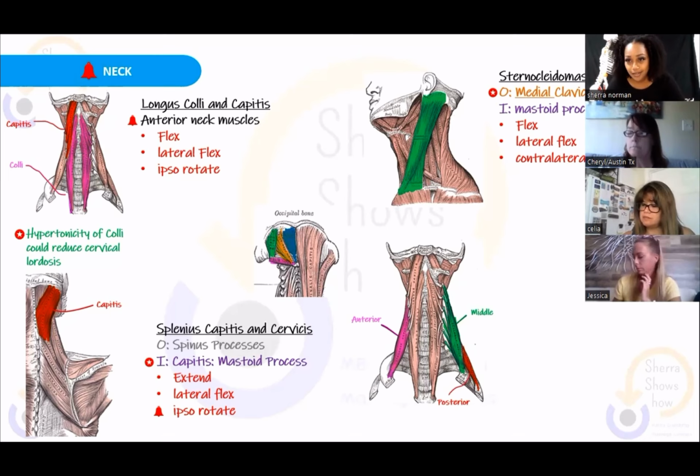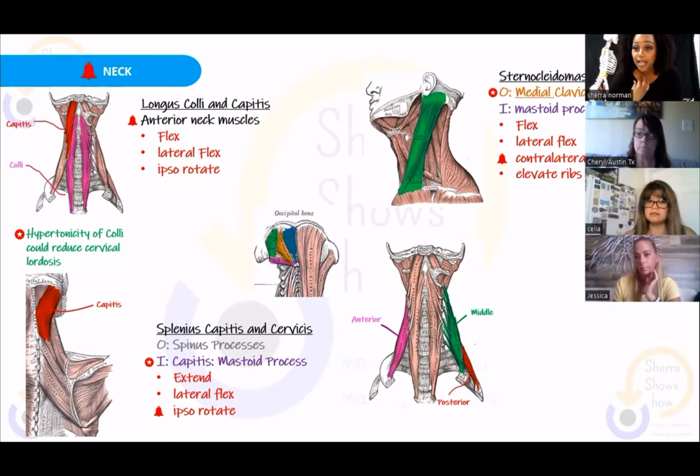So we love sternocleidomastoid. On that same token, okay, and it also helps elevate the ribs because it's attached to the clavicle, so forced inhalation. You see it. When people are stressed and breathing heavy, you see that muscle get tight.